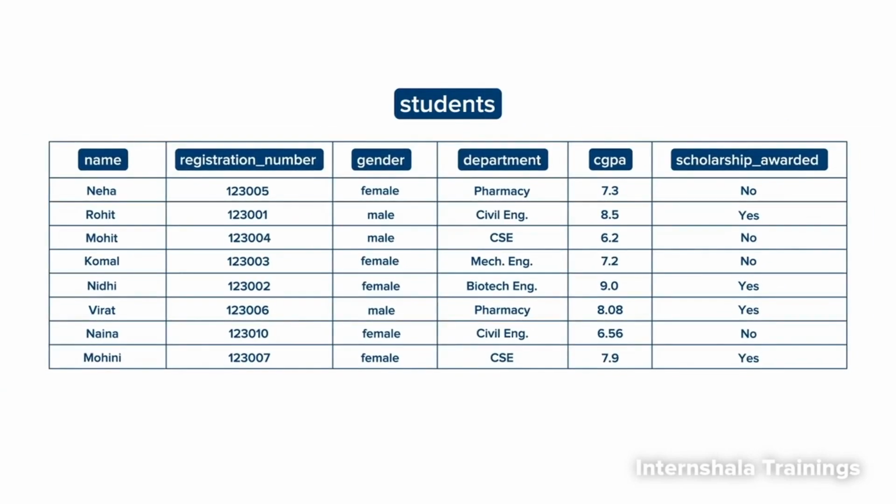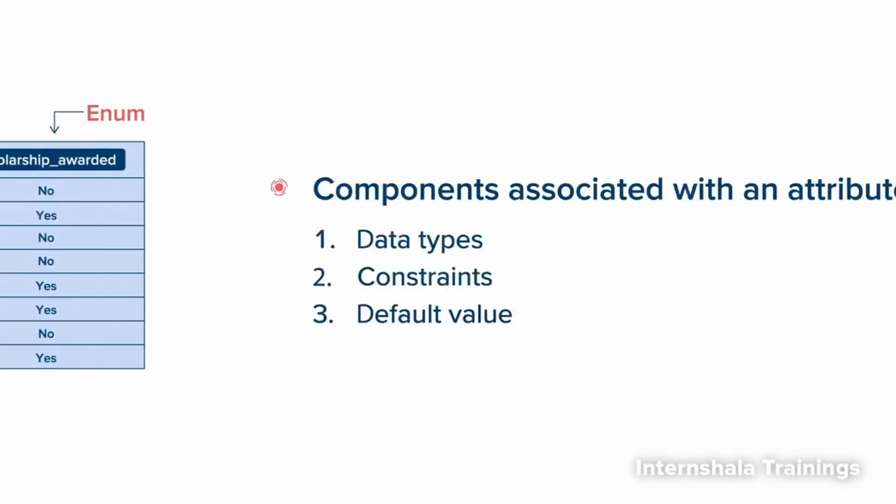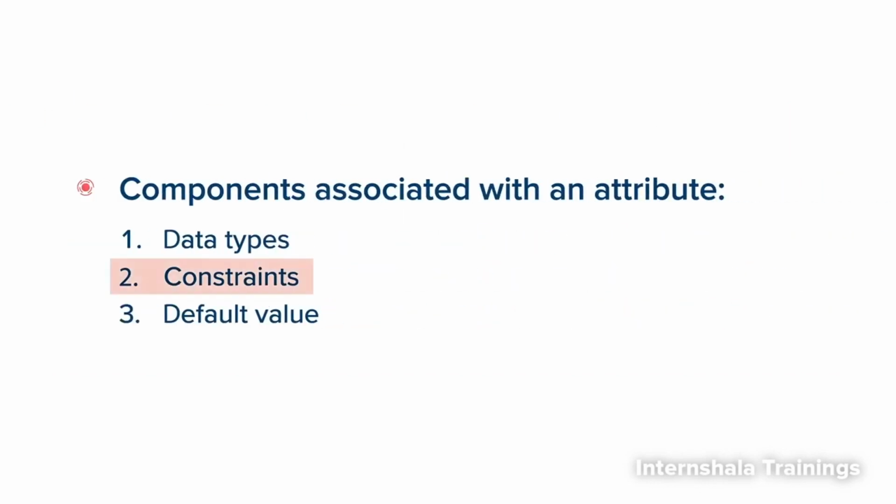Let us say in our table we add one more attribute, scholarship awarded. That tells us whether the student has received a scholarship or not. If we assign this attribute enum data, it will only take yes, no or true, false as values. There are many more data types, but these 4 are sufficient for now to work with. Now let us move to the next component, constraints.